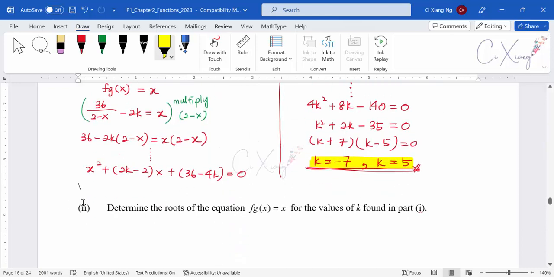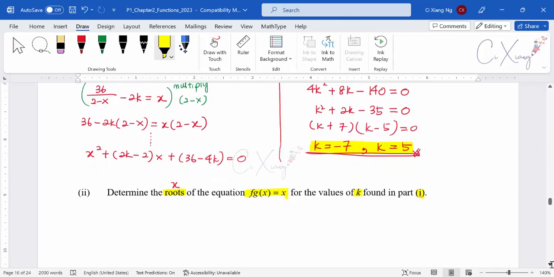Okay, for part number 2, what they want us to do is determine the roots. The roots mean the value of x, for this particular equation, for the values of k found in part 1. So now I have k equals negative 7 and k equals 5. If I want to use these two values of k to find x, I have to replace them back into this quadratic equation. If you have k already, then you can solve this equation, then you get the answer for x, where the answer for x is actually the root.